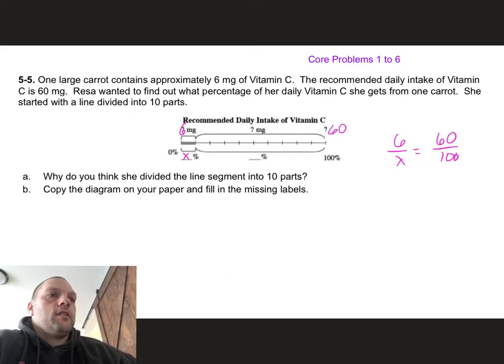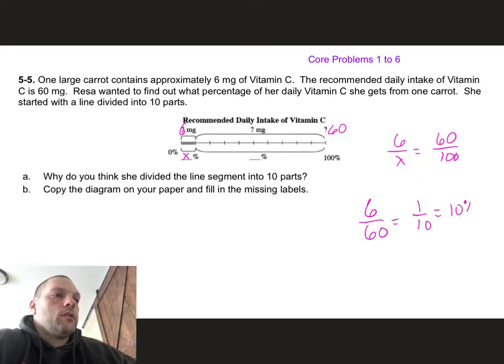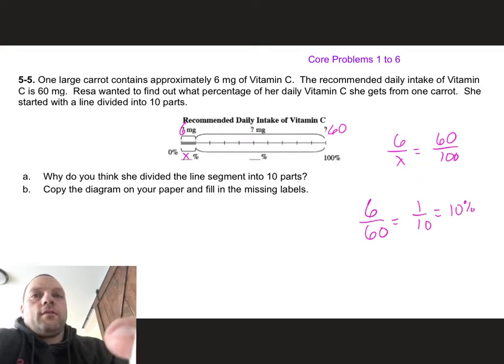Some of you might have said, well, why can't I just take 6 divided by 60 and find my percent that way? You absolutely could. Okay? So 6 divided by 60 is going to get me down to 1/10, which is 10%. So my X value here is going to be 10%.